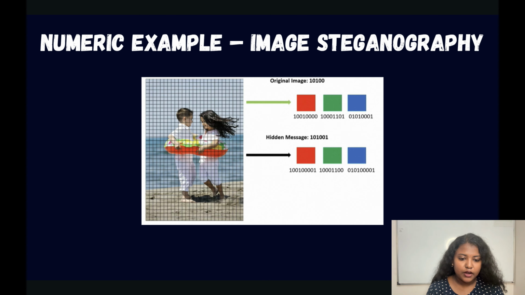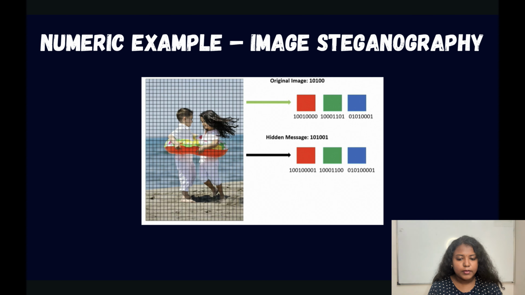Every image is made of pixels, and each pixel is made up of three color values: red, green, and blue. Each of these colors is stored in binary numbers. Here you can see the binary values of one pixel: red 100140, green 1000111, blue 0101110001. This is the original pixel before hiding any secret message.